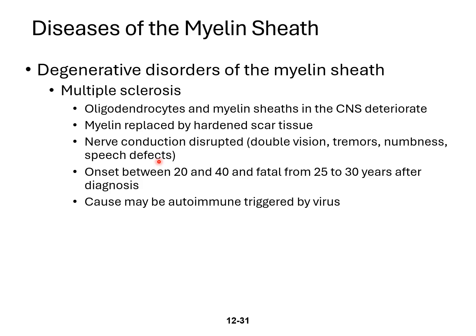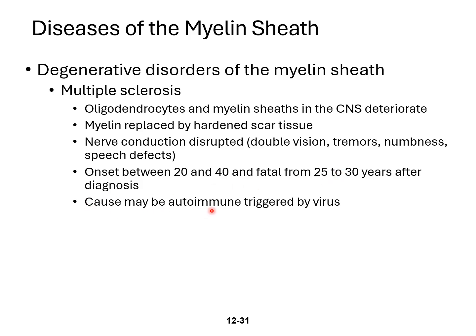The problem with multiple sclerosis is the onset is between 20 and 30, but right when you get it, 25 to 30 years after diagnosis, you'll probably die or be dead.